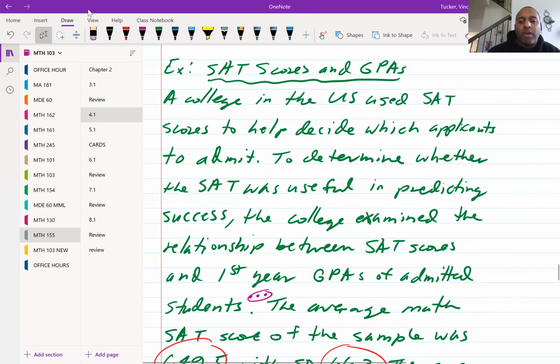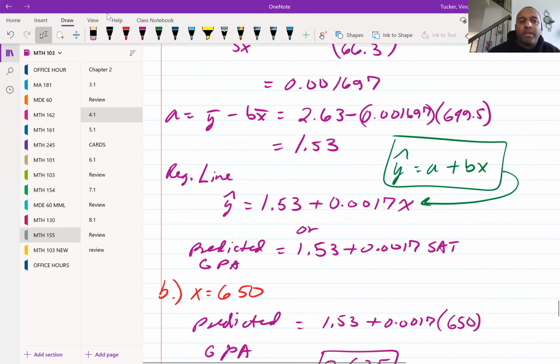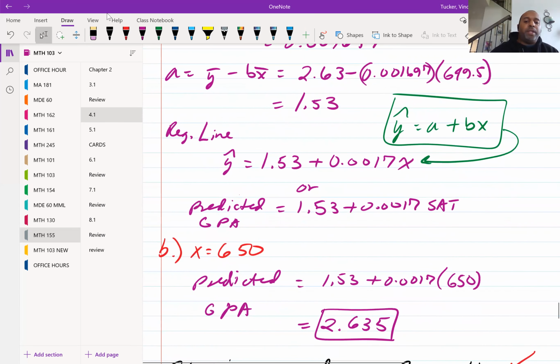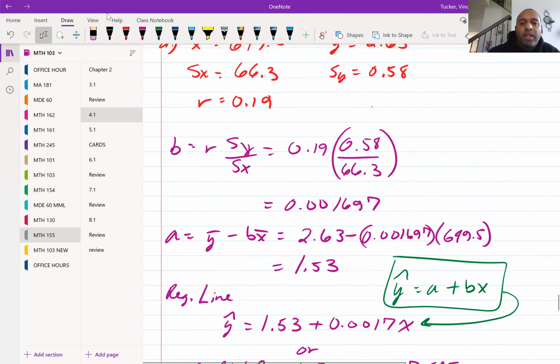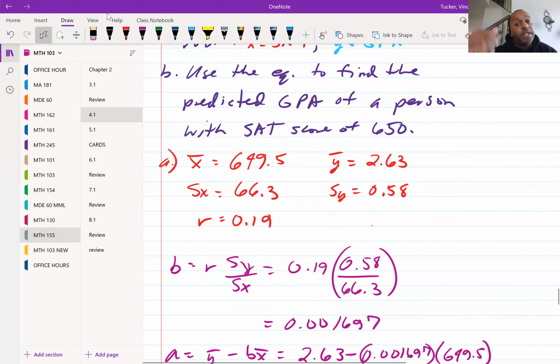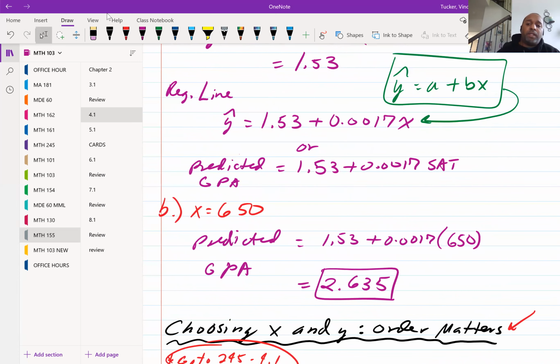No problem, no problem. All right, so is everybody done with A before we go to B? All right, so B, they gave us 650. B was saying use the equation to find a predicted GPA of a person with SAT score of 650. So that means X is 650, and you plug 650 into the equation that we just created, and that's going to be 2.635. So that would be our expected GPA or predicted GPA.